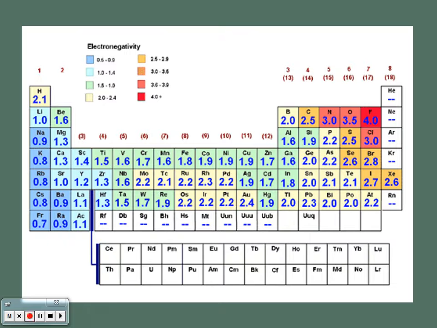And here is a periodic table, and you guys have this periodic table at the bottom of the front page of your outline, that shows the electronegativity values of all the elements on the periodic table. Okay? So, comments. What do you see about these electronegativity values?